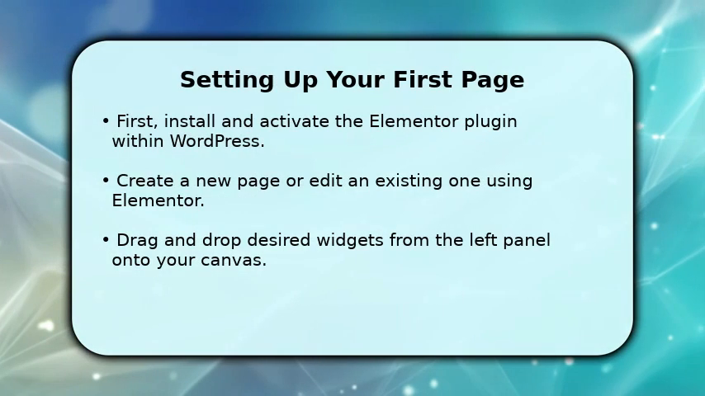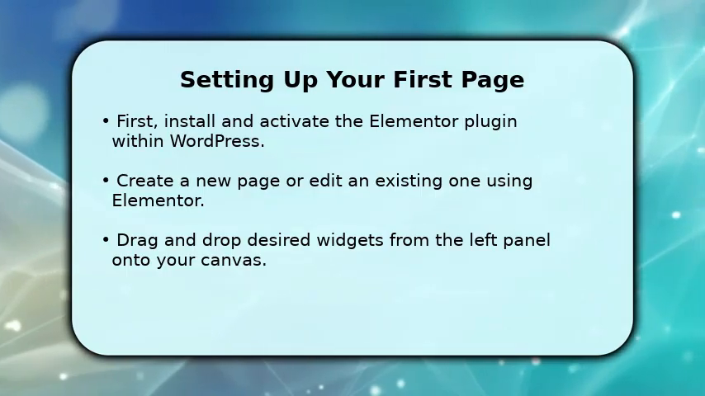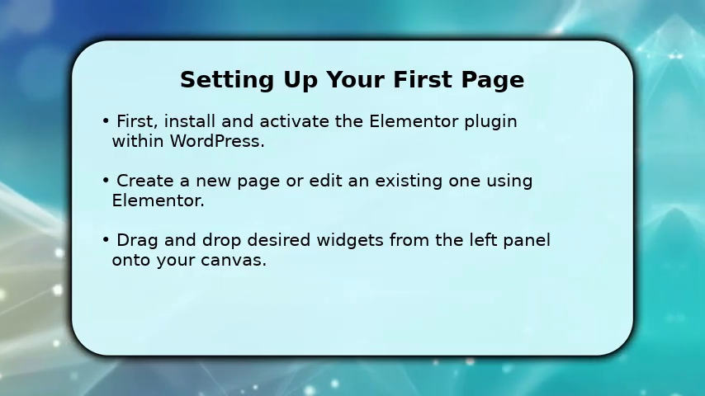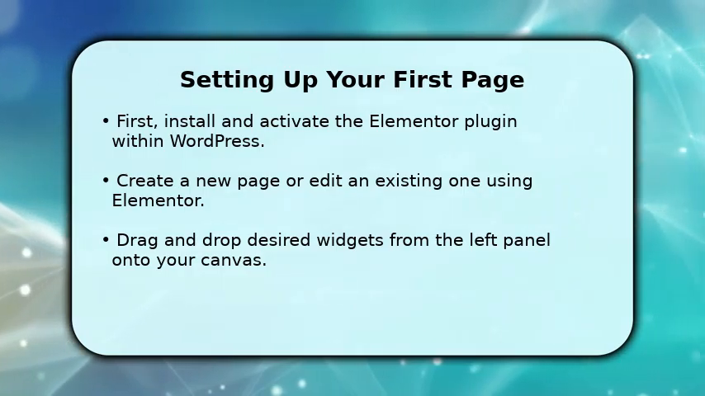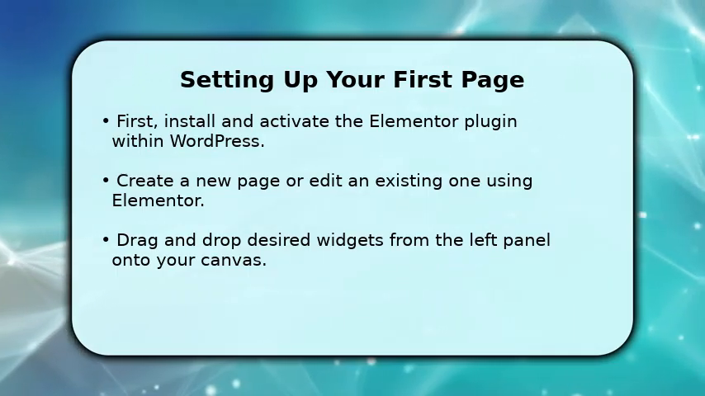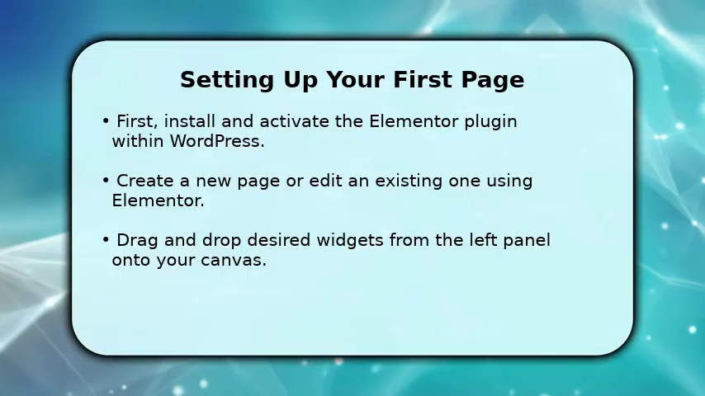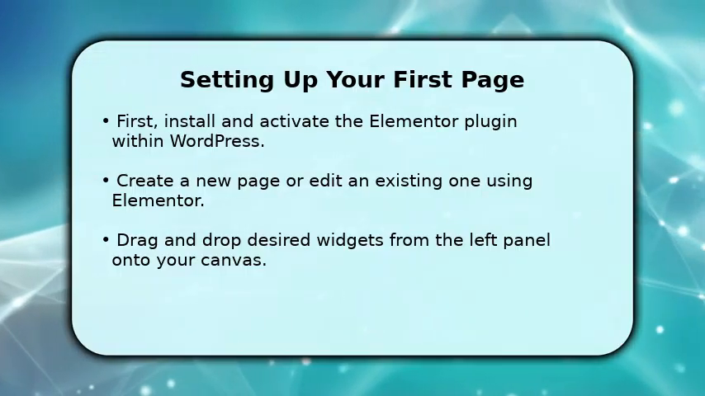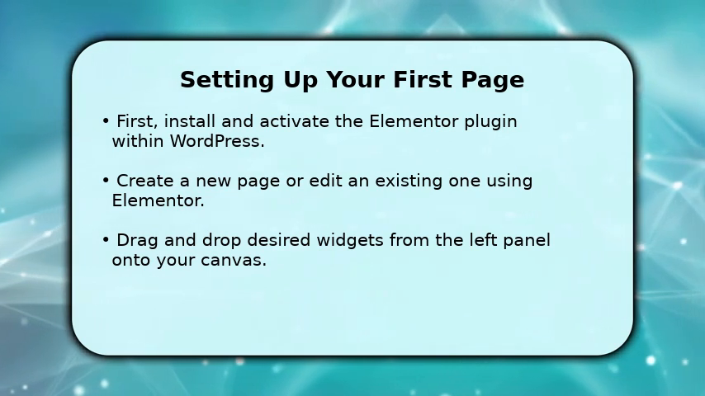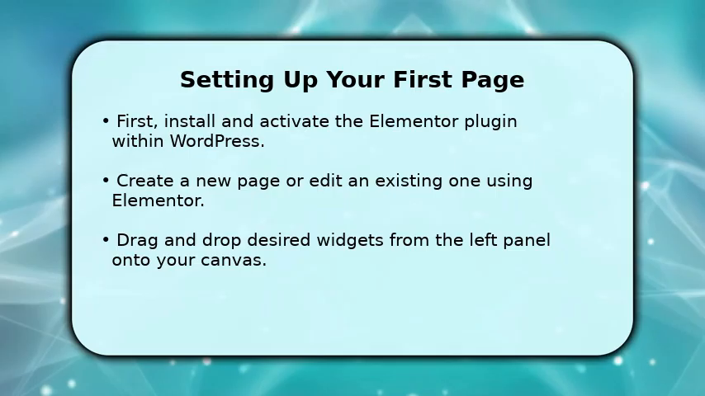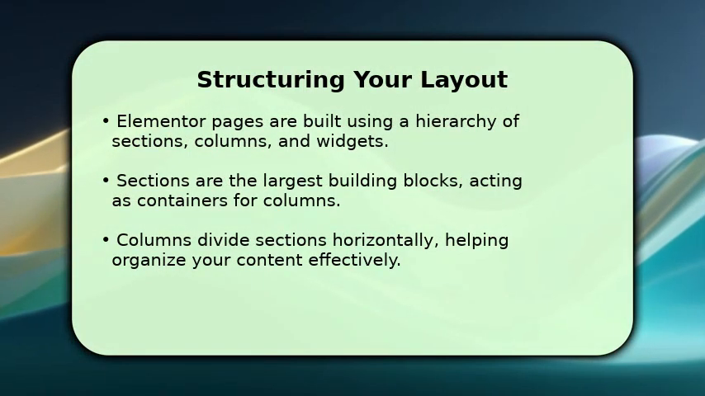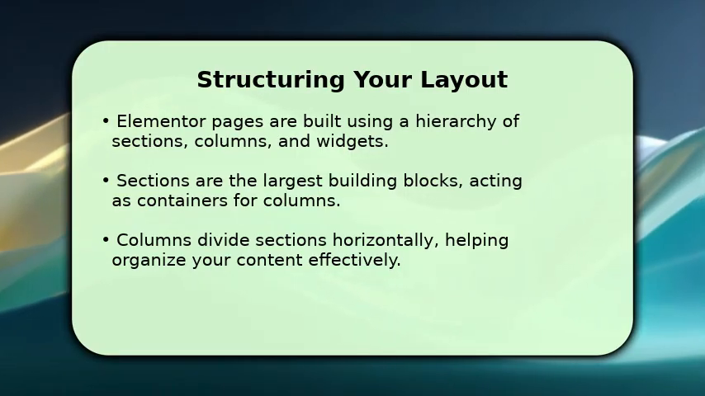To begin, ensure the Elementor plugin is installed and activated on your WordPress site. Once ready, navigate to your pages, create a new one, or choose an existing page to edit with Elementor. You'll then see the intuitive Elementor editor. Simply drag and drop any of the available widgets from the left-hand panel directly onto your page canvas. After placing a widget, click on it to access its settings, allowing you to customize its content, appearance, and advanced features with ease. Understanding Elementor's structure is key to effective design.